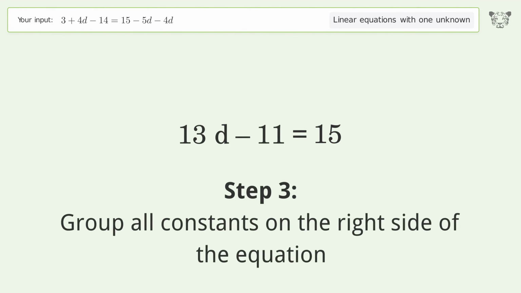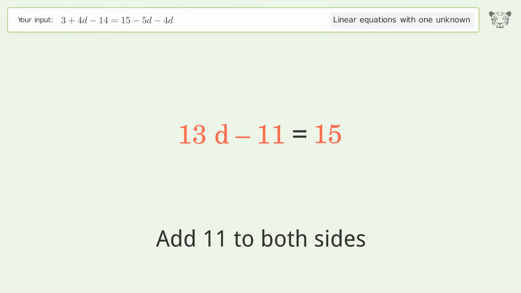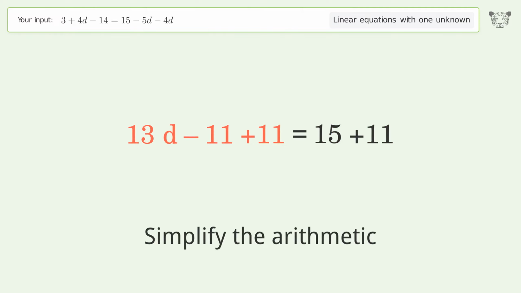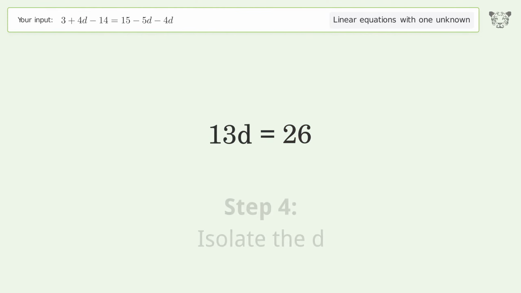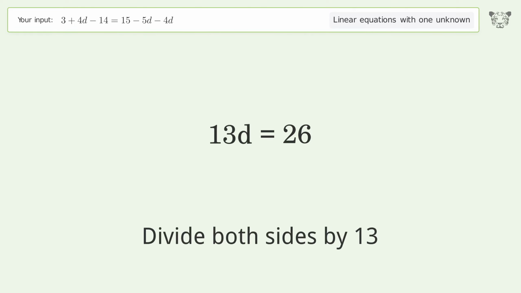Group all constants on the right side of the equation. Add 11 to both sides. Simplify the arithmetic. Isolate the d. Divide both sides by 13.